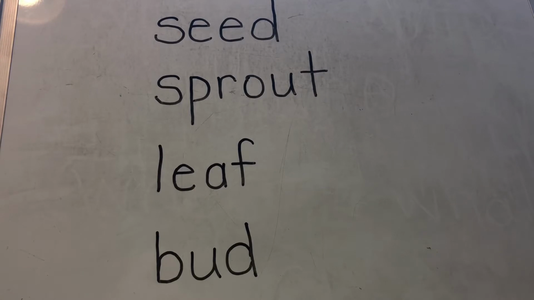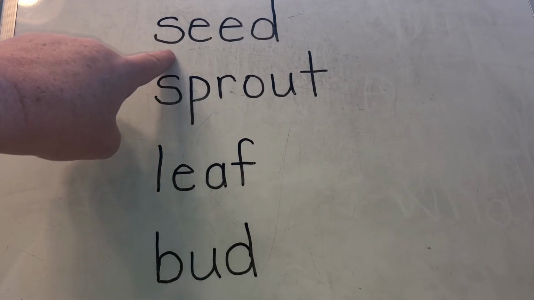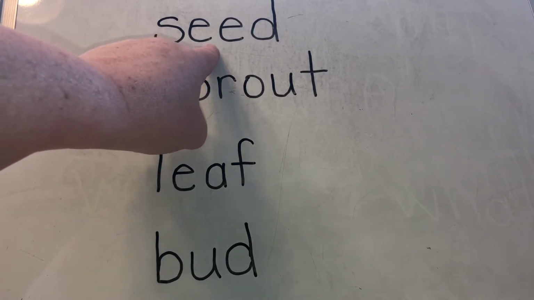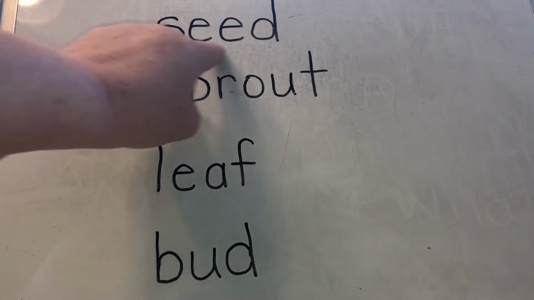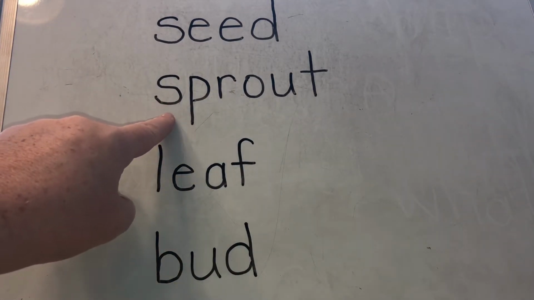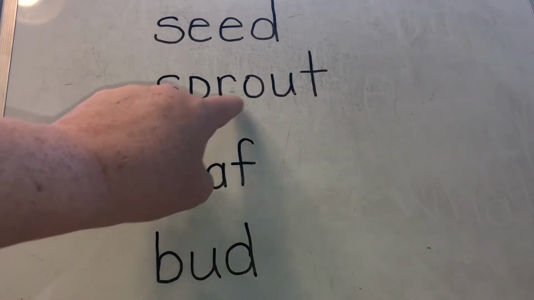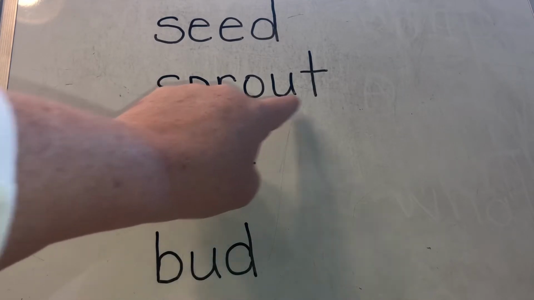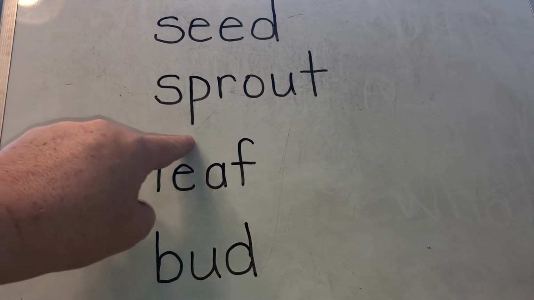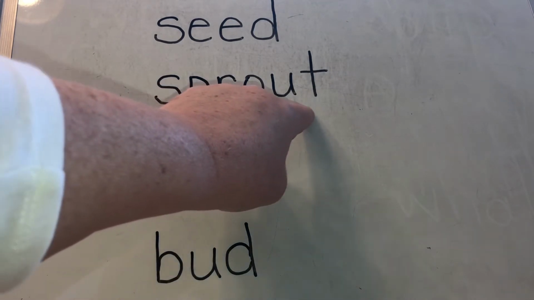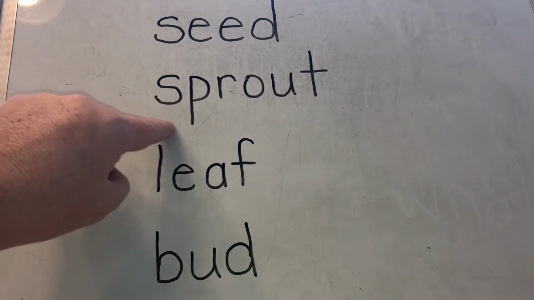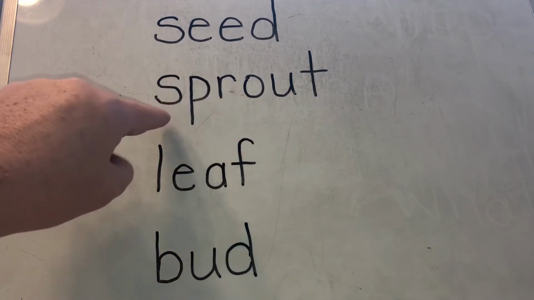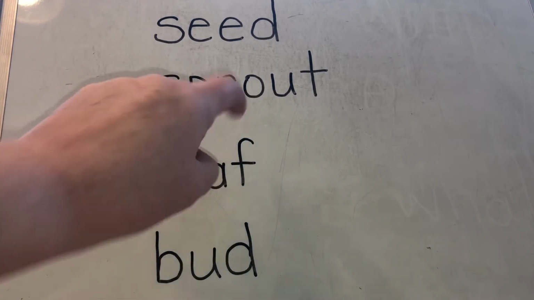Let's see if you can help me read these parts of the plant life cycle. S. 2 E's say E, d. Seed. O-U says ow. Sp, out. I know that part of the word is out. Sp, out. Sprout.